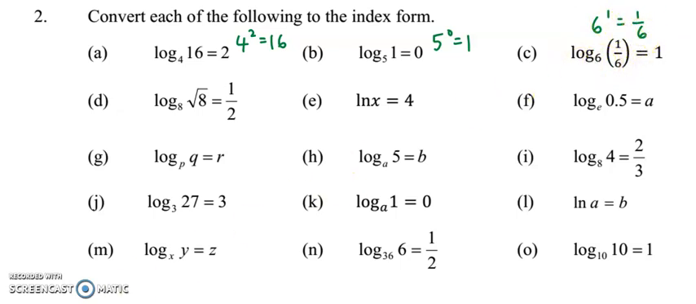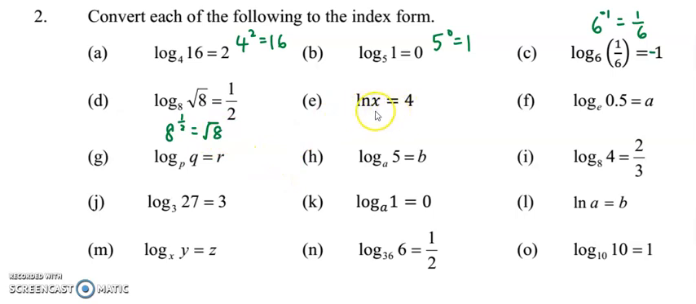6 power of 1. Okay, here's some mistake. This should be negative 1. So 6 power of negative 1 will be equals to 1 over 6. Alright, and the D will be 8 power of 1 over 2 equals to cube root of 8.